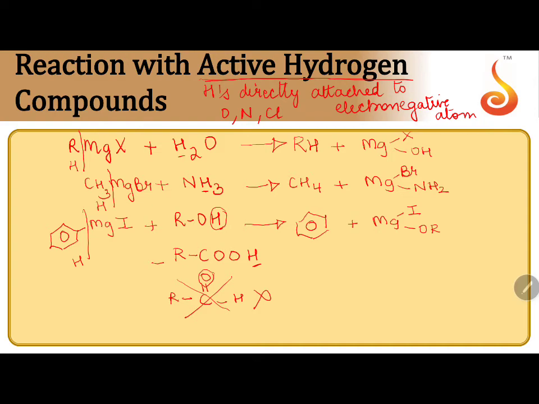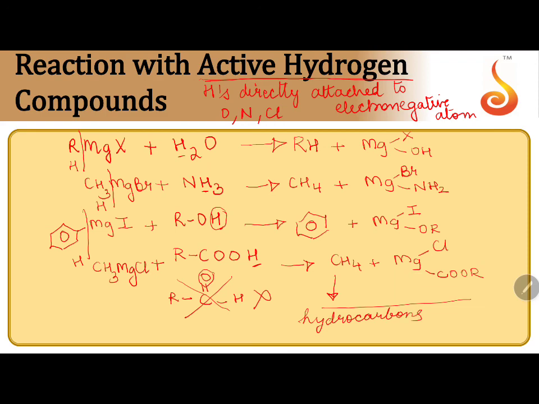Similarly, we can carry out the reaction with carboxylic acid. Say for example, if I take CH3MgCl, then the product would be CH4 plus Mg, which is attached to Cl, is also attached to COR. This is the reaction. So, what happens when we have active hydrogen compounds reacting with Grignard reagent? We get hydrocarbons. So, this is the reaction which Grignard reagent undergoes with active hydrogen compounds.